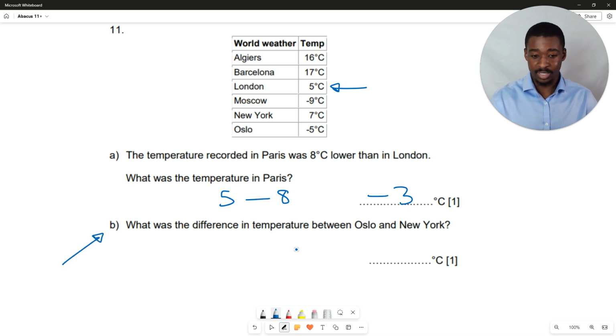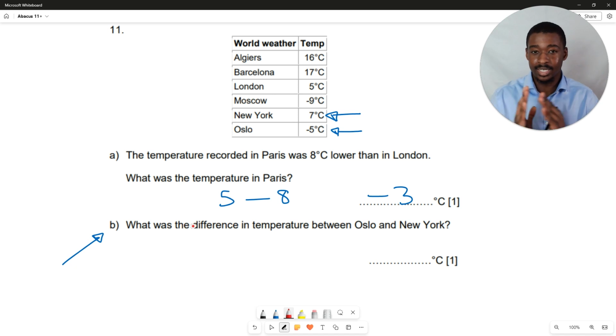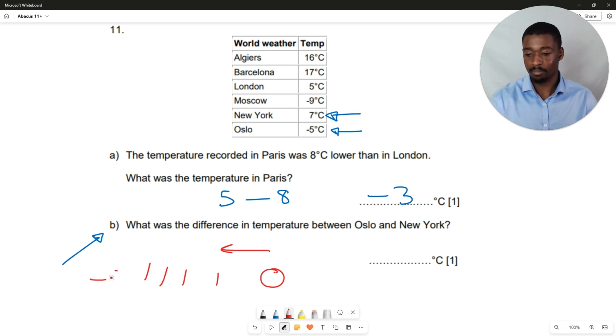what was the difference in temperature between Oslo and New York? So let's take a look at this. We have New York here and we have Oslo here. And we want the difference. So if we want the difference, we've got to think about the entire distance that we're stretching when going from -5 to 7. So if we start from 0, -5 is a negative number. So we're going to the left. So -5 should be somewhere here, right? -5.